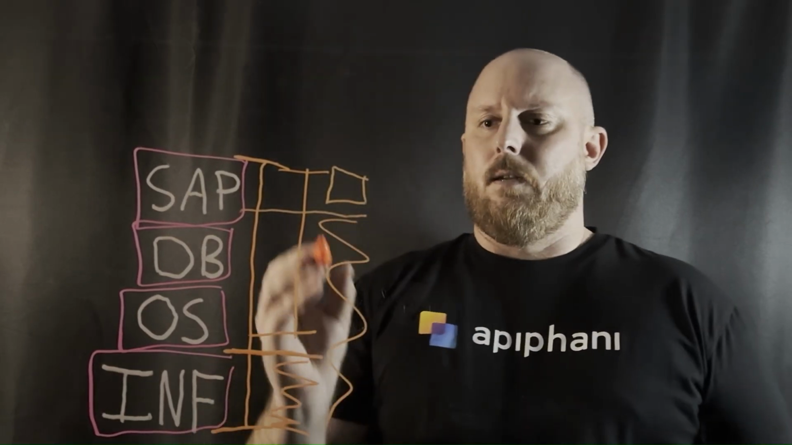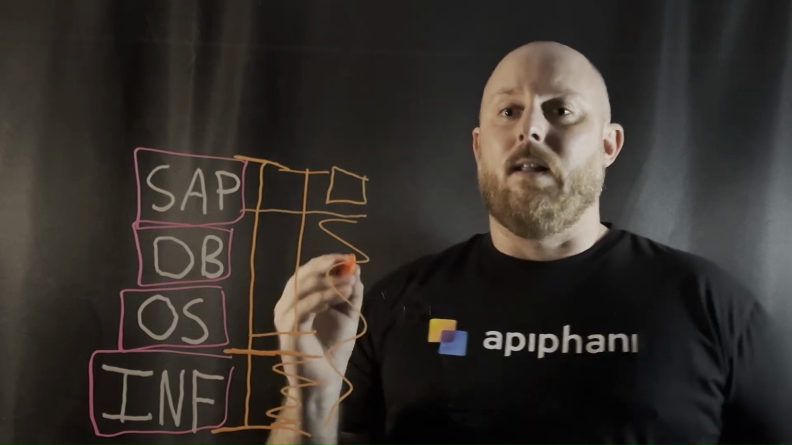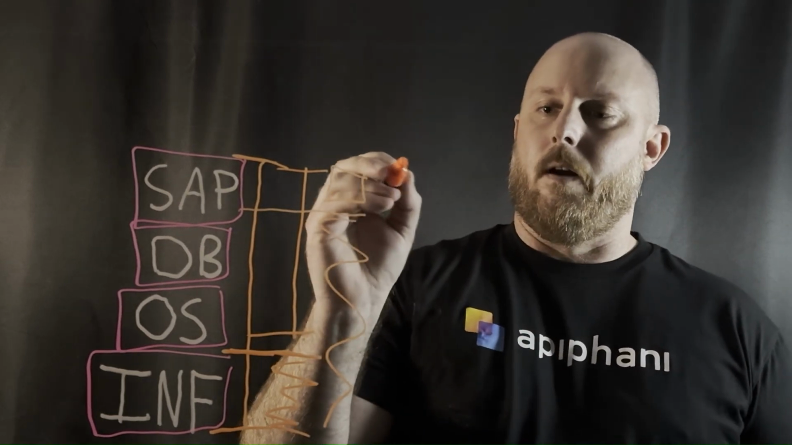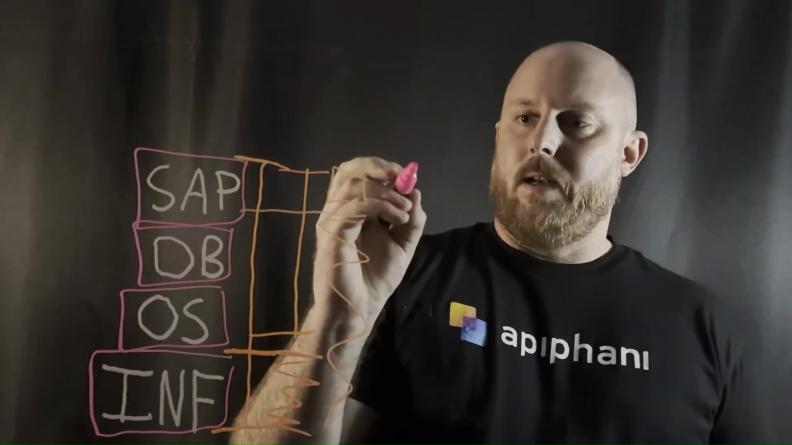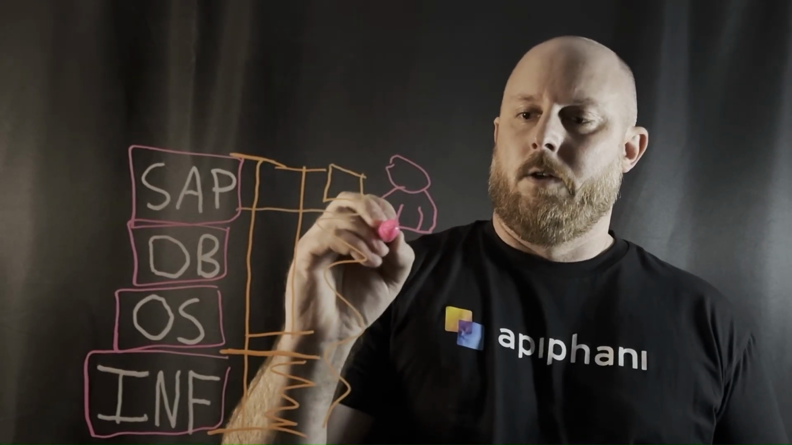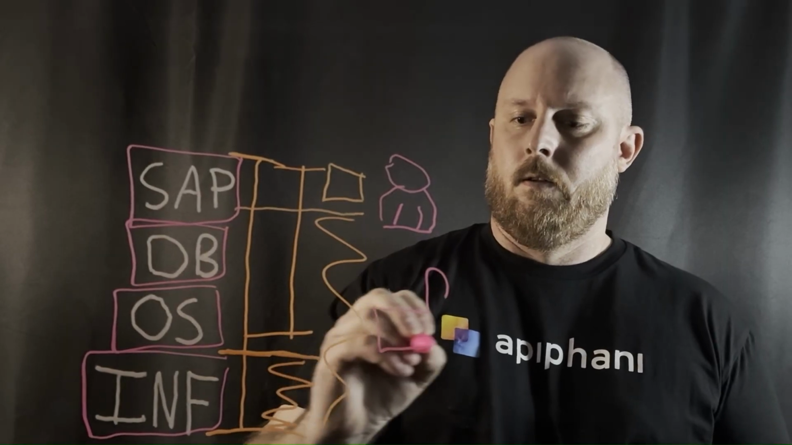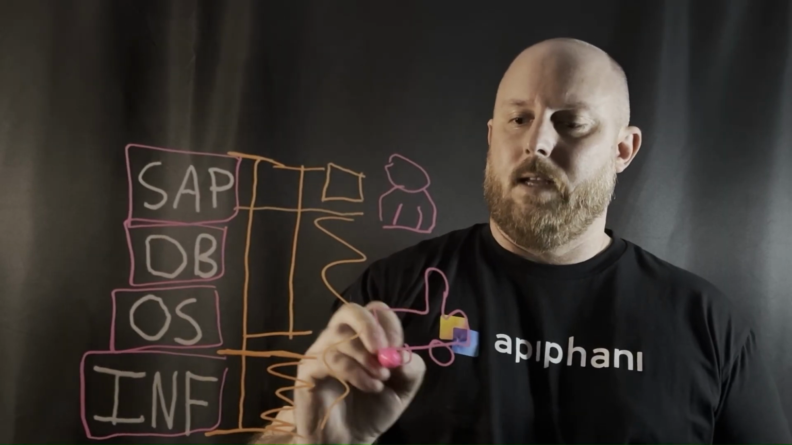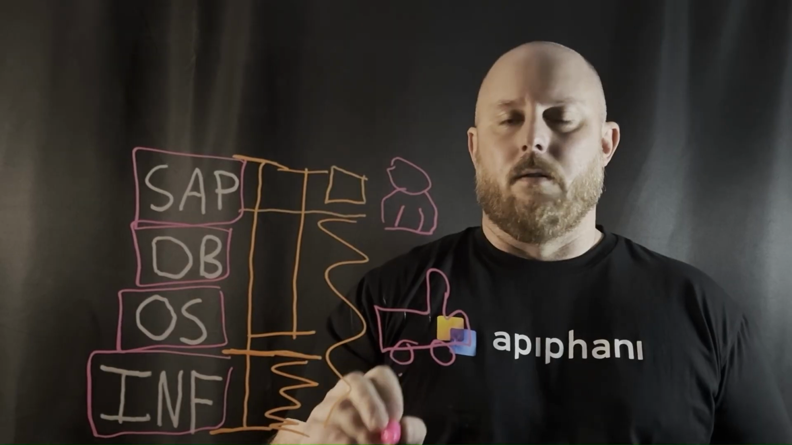Now don't be fooled by this little box. They may look pretty small, but there's actually quite a lot of things that need to be done in this environment. There are things like end user management, transports, moving the changes throughout the landscape, and so on and so forth. Just the list goes on and on and on.